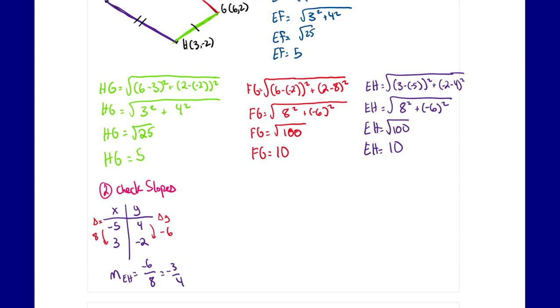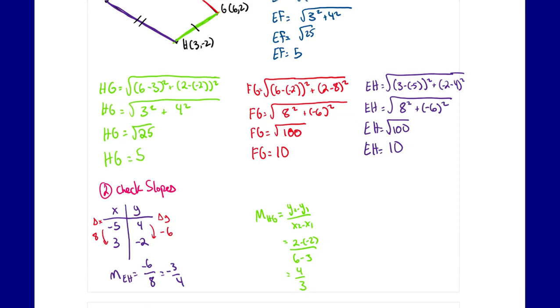So that's the first one. I'll do the second one for HG as in the algebraic formula. So the slope of HG is going to equal y2 minus y1 divided by x2 minus x1. So we get 2 minus negative 2 divided by 6 minus 3, that's the x value, sorry. We get 4 over 3.